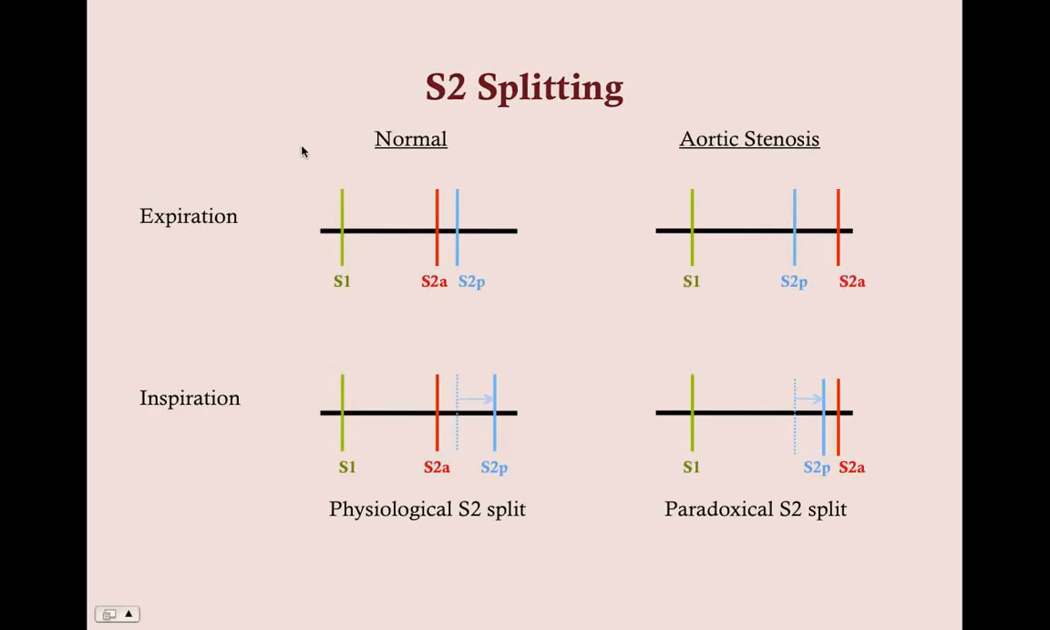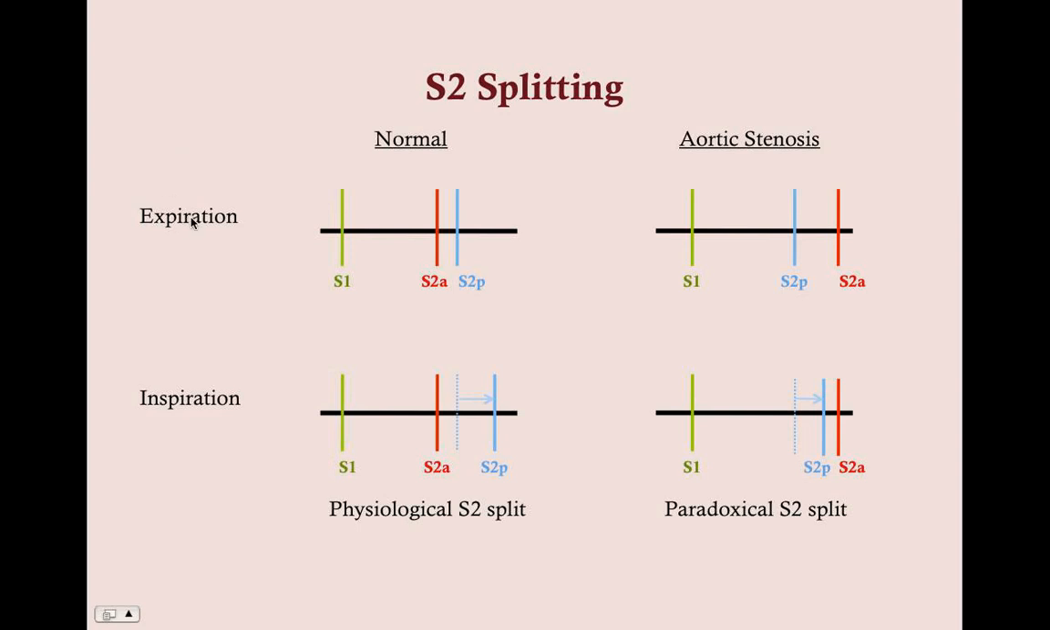First of all, what is an S2 split? An S2 split is what happens normally. S2 splits are totally normal. If you auscultate yourself, you'll hear it. What normally happens is that the pulmonary valve closes slightly after the aortic valve. Remember, S1 is the closure of the mitral and tricuspid valves, and S2 is the closure of the aortic and pulmonary valves. So normally the pulmonary valve closes just a little bit after the aortic valve. That's normal. It's usually not even enough to notice.